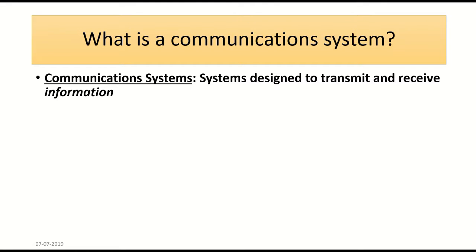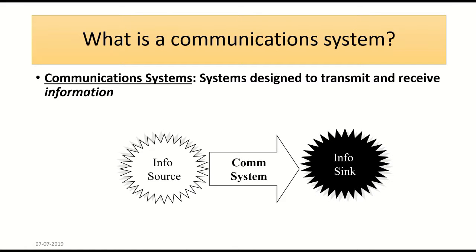Let us first see what a communication system is. It is the system which is designed for the purpose of transmitting and receiving the information. So we can think of two things here. We may have the information source, which sends the information from one place to another place. We have the communication system which may constitute some blocks, and ultimately we have the information sink where the destination will take place.